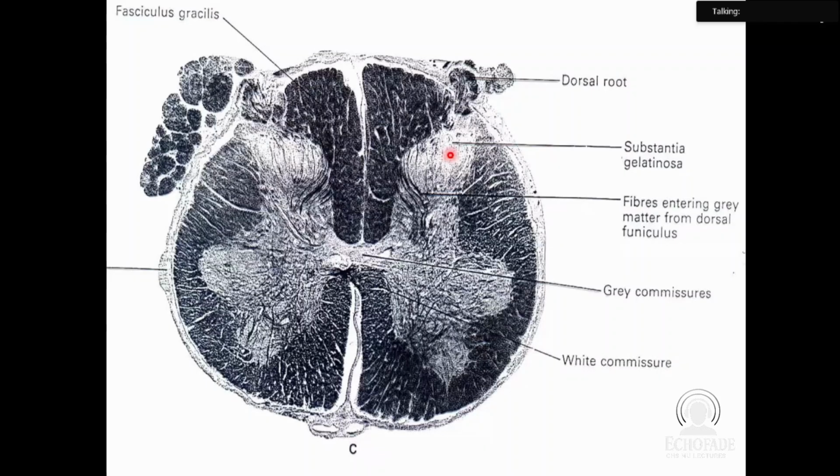Now, we talked about several fibers, but we have neurons which cross the midline in the gray matter and in the white matter. Those neurons whose axons cross the midline, we call them commissural.